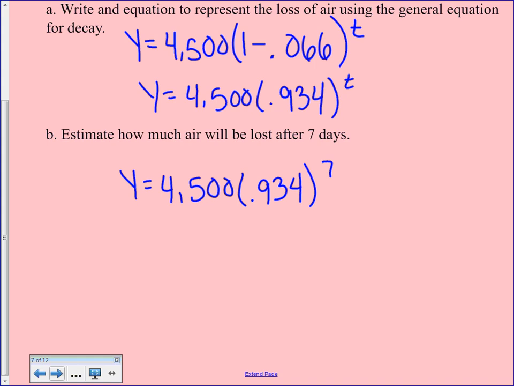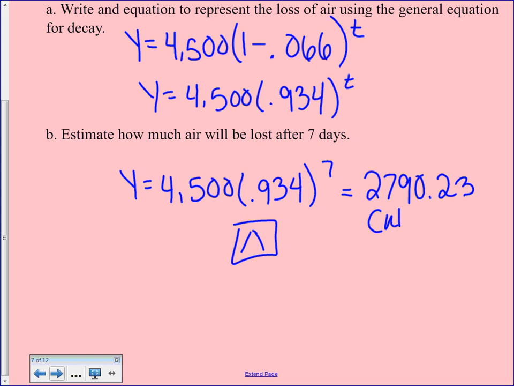If you plug it in exactly how it is on here, that will lead you to the right answer. A lot of you, when you're plugging in the exponents, are going to have to use that caret key. So if you're still unsure how to do this, please ask me, because I'm just going to assume you can punch it into your calculator at this point. When you put it into your calculator, you're going to get 2790. And let's round to 2 decimal places, 0.23 cubic inches of air.